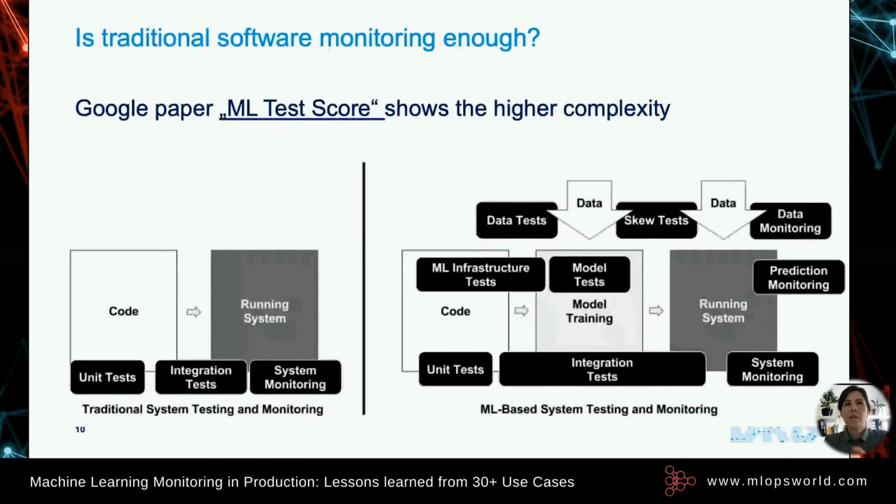So is that enough if you have a machine learning stack? What you can see here is an extract from a Google paper called Machine Learning Test Score, a good paper if you want to read it. It shows you that machine learning applications have a higher complexity than normal software systems, because in addition to the normal tests that you have to do, unit tests, integration tests, system monitoring, you also have the data that comes in, the model itself, and the infrastructure that you use to run the model, and that introduces even more things that you need to monitor.